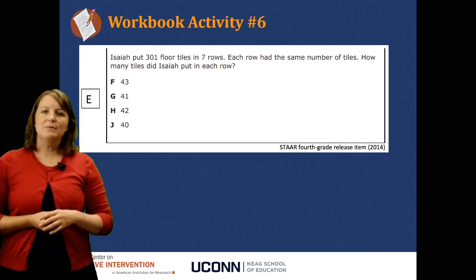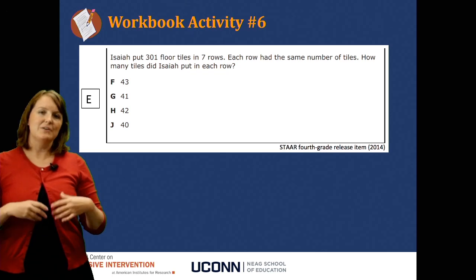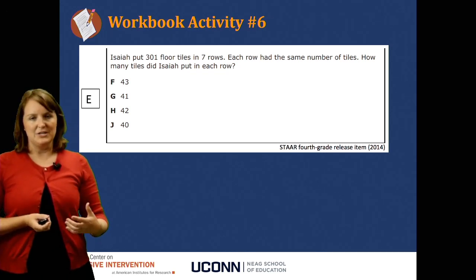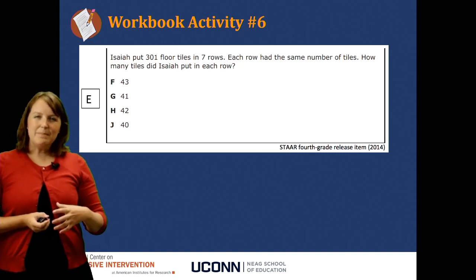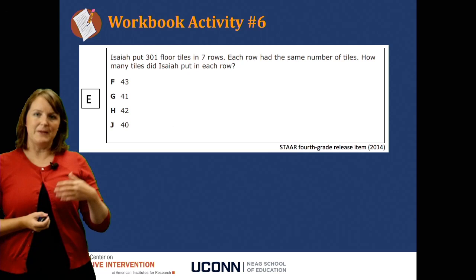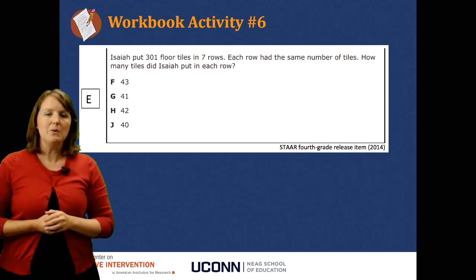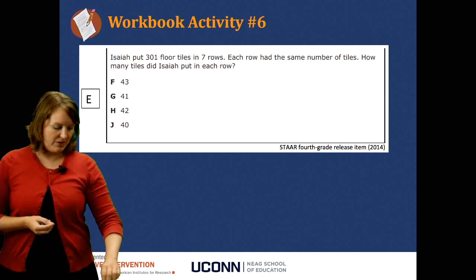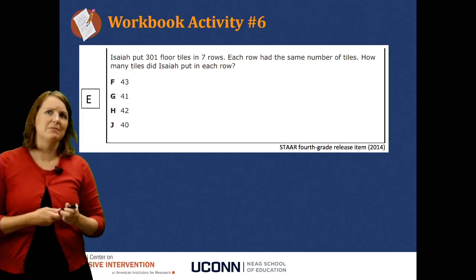Isaiah put 301 floor tiles in 7 rows. If each row had the same number of tiles, how many did he put in each row? We could think about this as an equal groups problem. So if students say it's an equal groups problem and solve it as such, that's totally cool. We could also think about a problem like this as a ratios and proportions problem. And I'll show you a little bit what I mean right here.